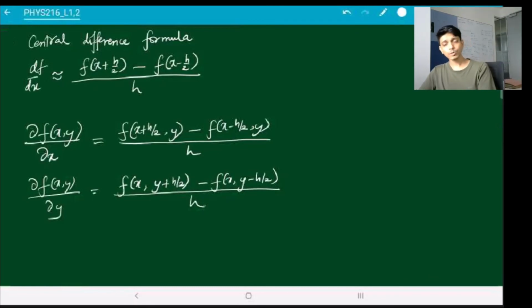Okay, so this concludes the discussion that we wanted to have about numerical integration and numerical differentiation.